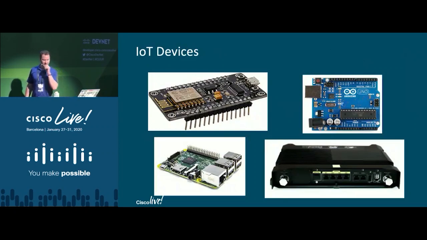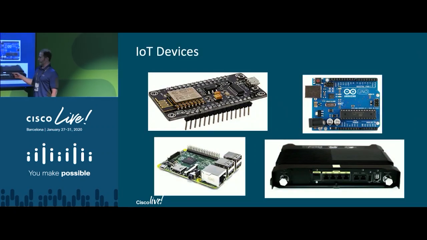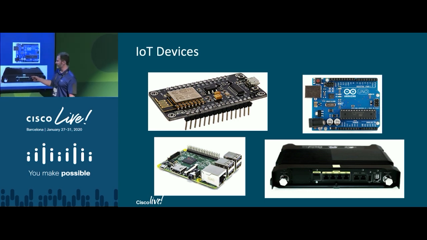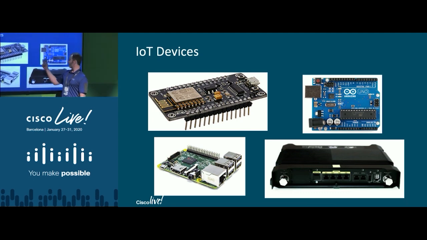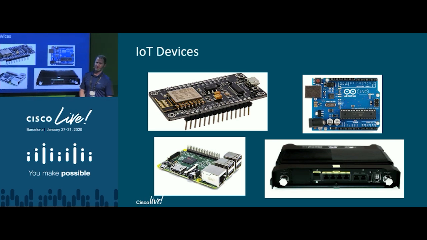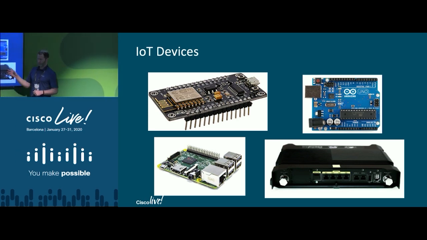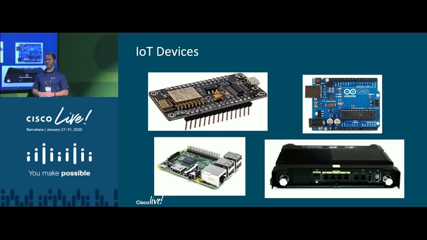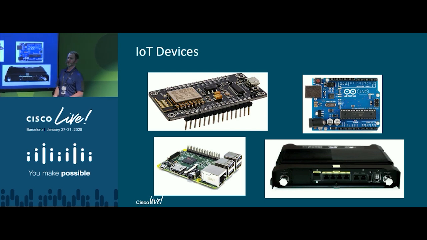So, IoT devices. I put all these kinds of devices up here. This is Cisco's IR829. This is an edge compute device. You probably recognize that. That's a Raspberry Pi. That's an Arduino. That's a small ESP8266 microcontroller, and they have different functionalities. These relate more to each other as far as that type of thing goes, and these relate more or less to each other as far as the amount of compute resources.